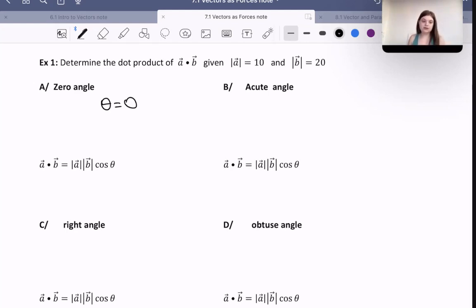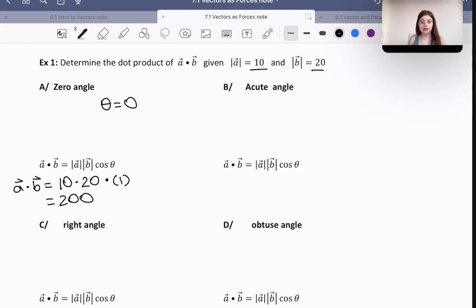Okay, so let's figure out our dot product then. So our dot product, A dot B, would be 10 times 20, right? Because I just took those from up here, times cosine of 0. Okay. Well, let's think about that. What's cosine of 0? If we think about our parent function of cosine, the graph, we realize that it's just going to be 1. And so our dot product is 200 in this example.